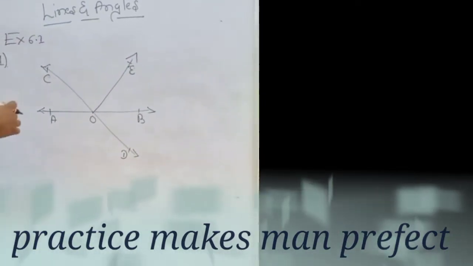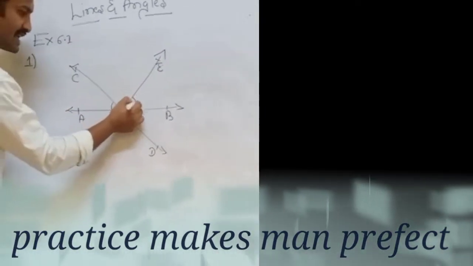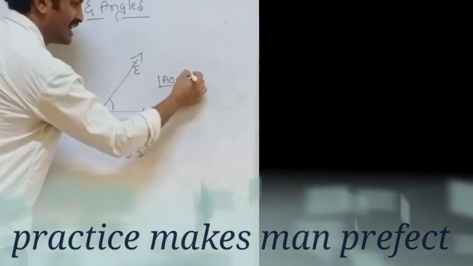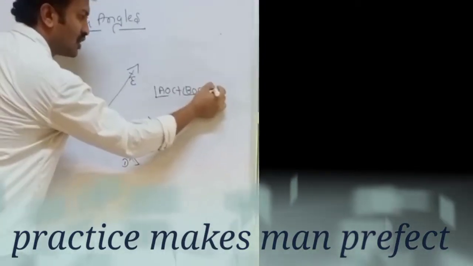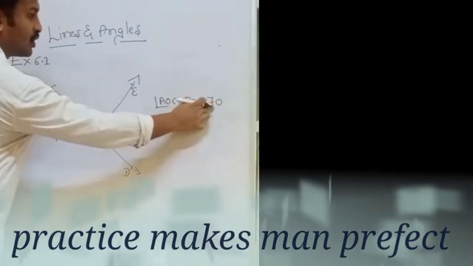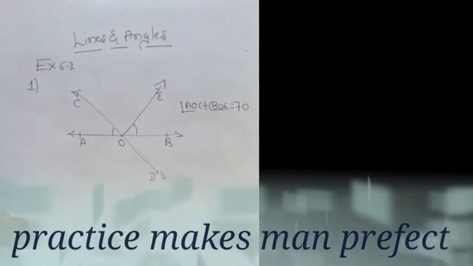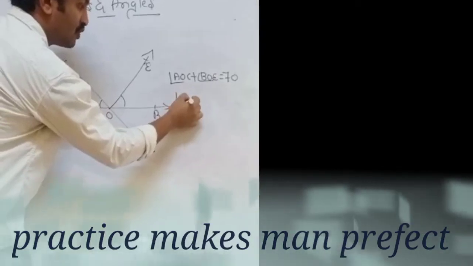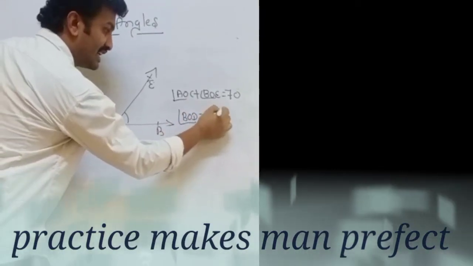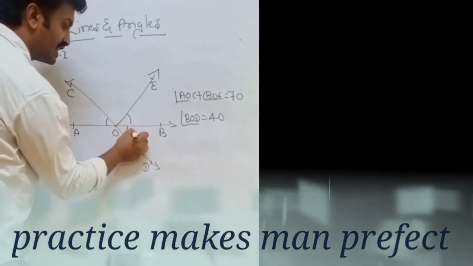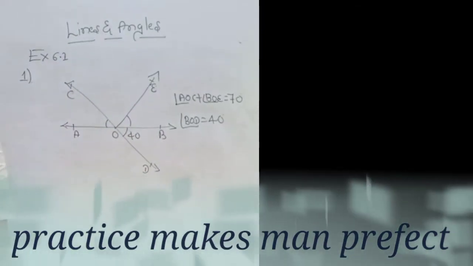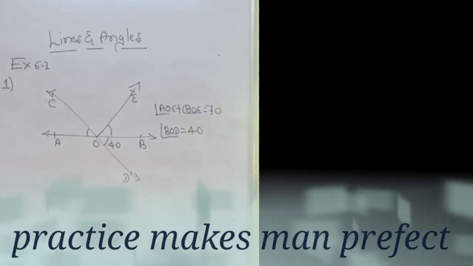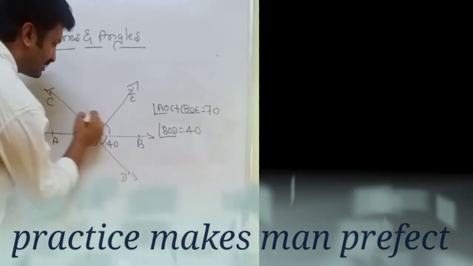In this question, he has given angle AOC plus angle BOE equals 70. And one more thing in the question: he has given the value of BOD also. Angle BOD equals 40 degrees. And what we have to find out is the value of this angle COE.